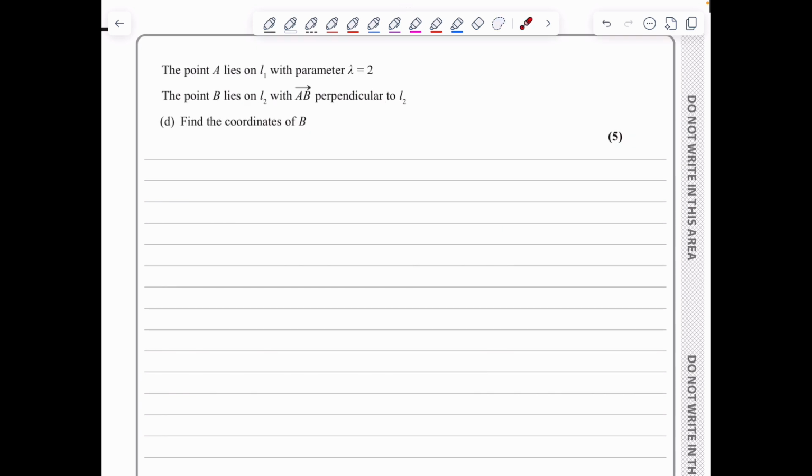We are then told that the point A lies on L1 with parameter lambda is 2, the point B lies on L2 and AB is perpendicular to L2, and we need to determine the coordinates of B. So let's start with lambda being equal to 2 to determine the position vector of A, so that's the vector OA. So that's going to be (3, -23/2, 7) plus 2 times (2, -5, 4), where -23/2 is the value of p we obtained earlier on. This gives an answer of (7, -43/2, 15). This is the position vector of point A.